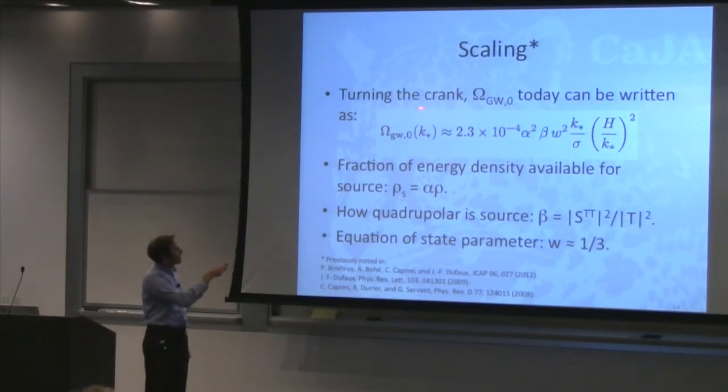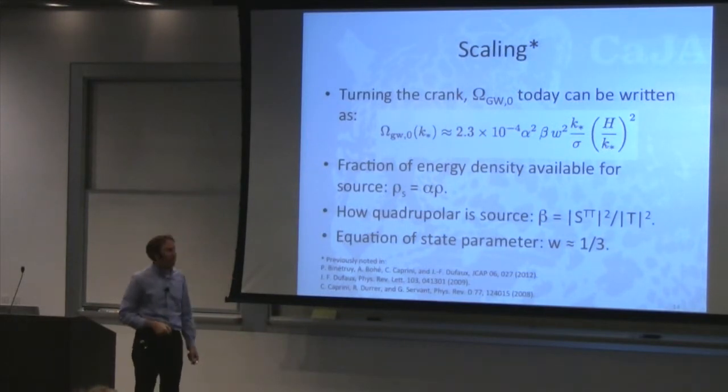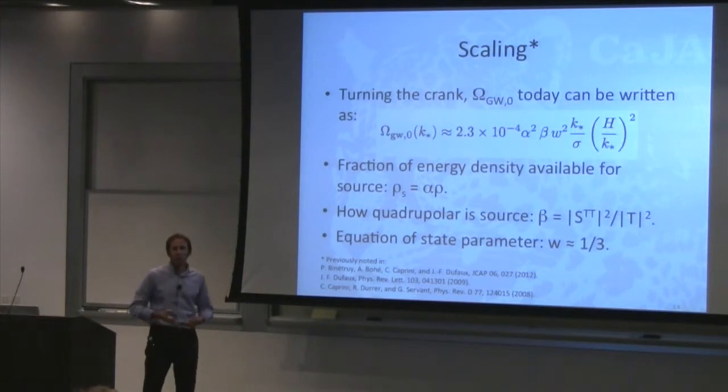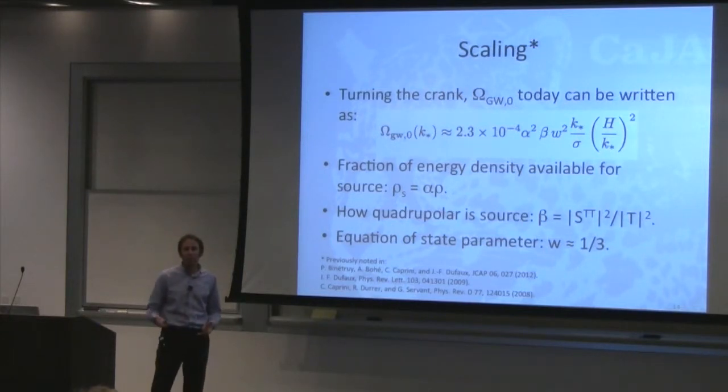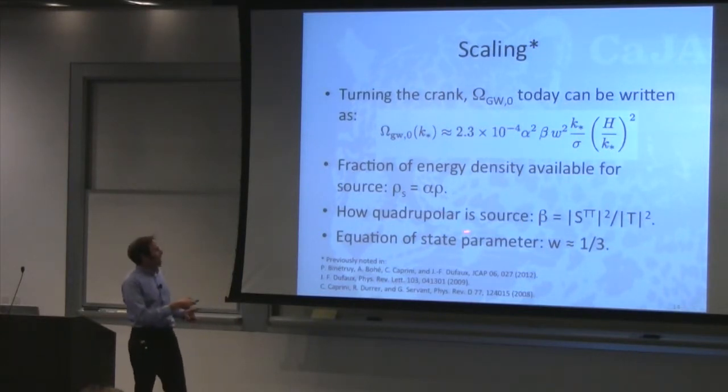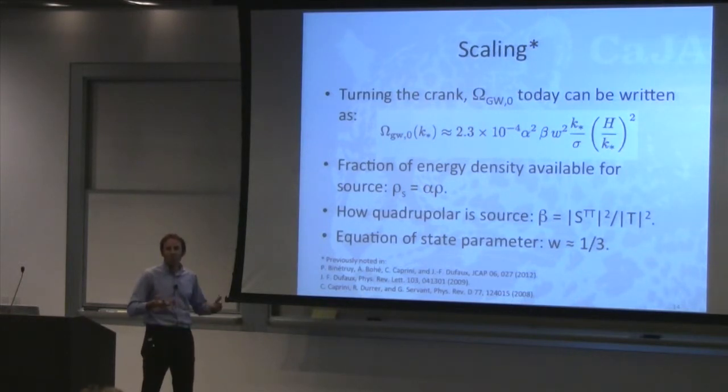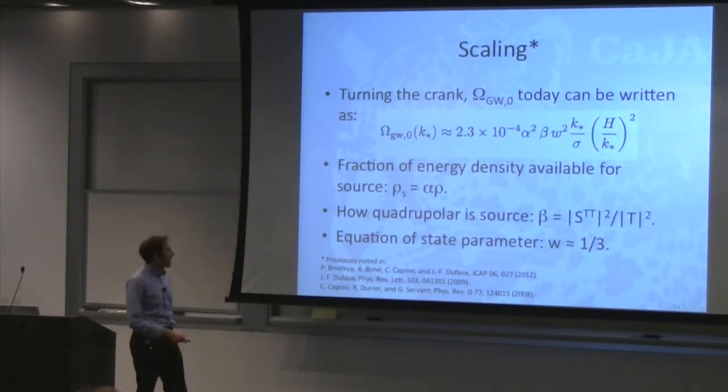And this is now the gravitational-wave energy density spectrum today. The 0 means today. And we have a prefactor and then several variables, which I'm going to go through now. The first variable is alpha. And alpha is just the fraction of the total energy density in the universe which is available to the source. So the most it can be is 1, the least it can be is 0. If you have alpha equals 1, that means all the energy density in the universe is acting as a source for your cosmological background.